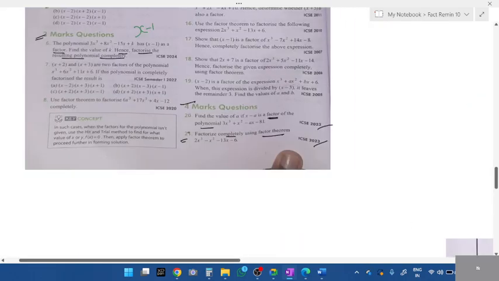After break, we'll do the 21st question. Only one question left. Factorize completely. That is it and trial method. 11:40. Take break. We'll continue at 11:50.